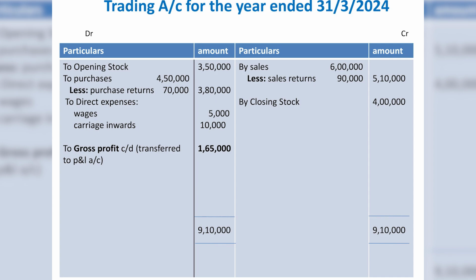Carriage inwards, it is an expense, a direct expense related to the purchase of the goods, take it under the debit side. And the last adjustment is wages, it is also a direct expense to be taken on the debit side. Now we will see the solution. Trading account for the year ended 31st March 2024, debit, credit.